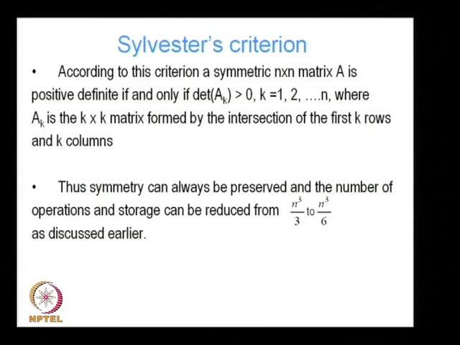If all these submatrices turn out to have positive determinants, then the symmetric matrix is going to be positive definite. In that case, symmetry will always be preserved by Gaussian elimination, and the number of operations can be reduced from n cubed by 3 to n cubed by 6 as we discussed earlier. Similarly, the storage too can be halved.